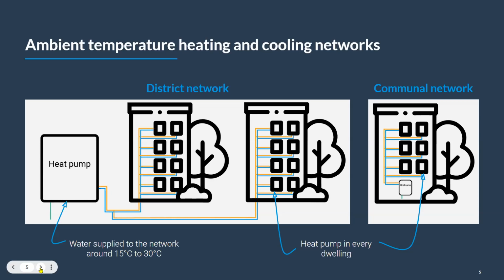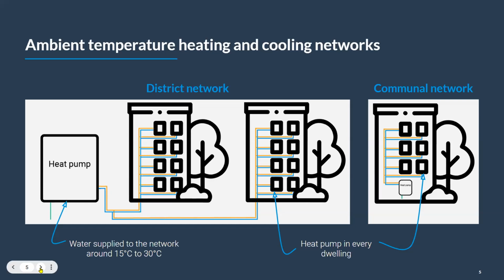Oppositely, when the network is being used as a heat sink, i.e. it's in cooling mode, the flow temperature from the central plant stays the same, so still around that 15 to 30 degrees C. But the thing that changes is what's going on inside the heat pump, the one that's in the dwelling. So the heat pump in that situation basically changes direction, extracting thermal energy from the dwelling and returning hotter water to the network, essentially acting a bit like a fridge.